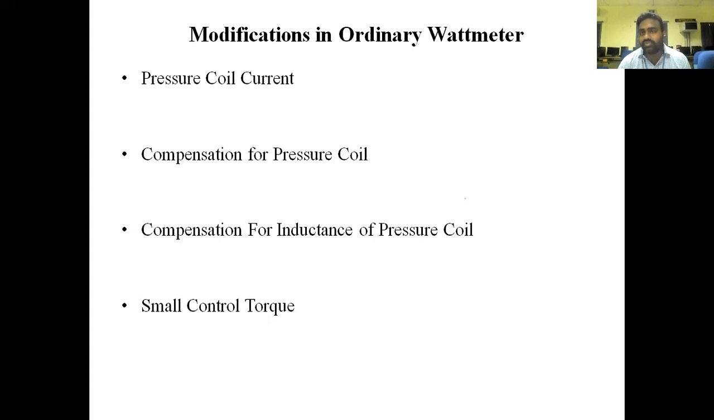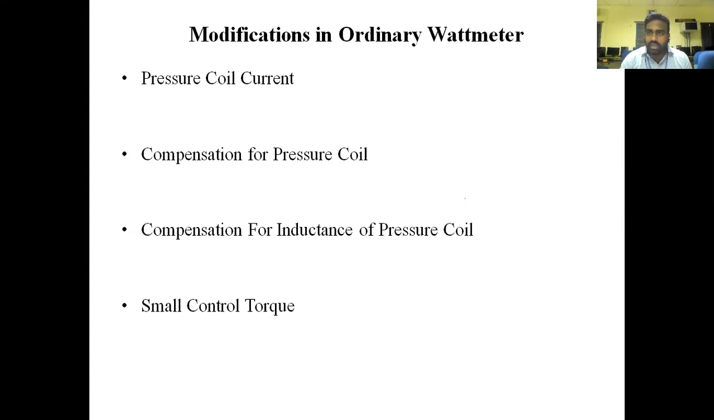Controlling torque in a UPF electrodynamometer type wattmeter is achieved with the help of spring control. We need to change the control torque also. That means there are additional changes to be made with respect to the springs in the existing UPF wattmeter.